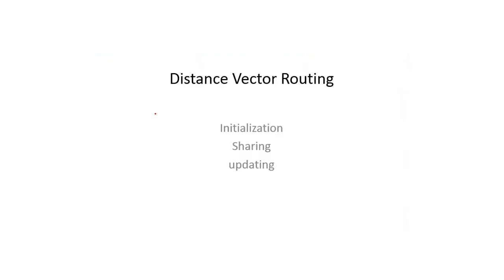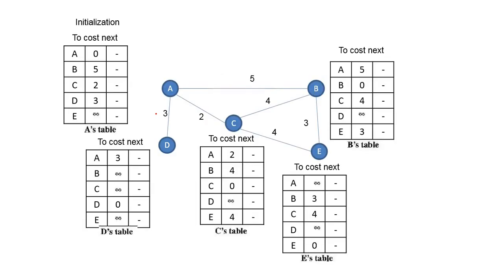Distance vector routing works in initialization, sharing and updating. So let's see, these are the routing information of table A. It means the distance of A to A is 0, A to B is 5, A to C is 2, A to D is 3, and A to E is unknown. We don't know how far away node E is, so that is infinite. Same thing as node A, each node has its own routing table: B, C, D and E.